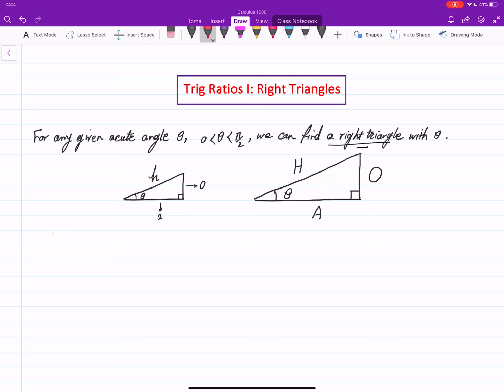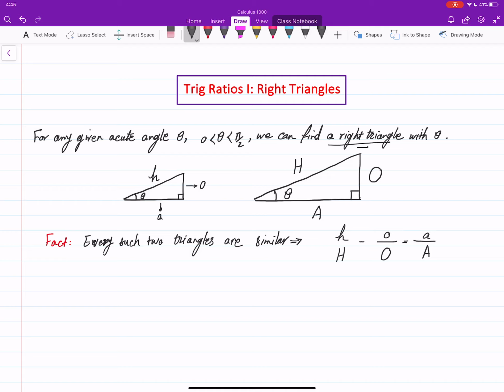But as a fact from Euclidean geometry, we know that every such two triangles are similar, and as a result, although H, O, and A are different from capital H, capital O, and capital A, they will have the same ratio.